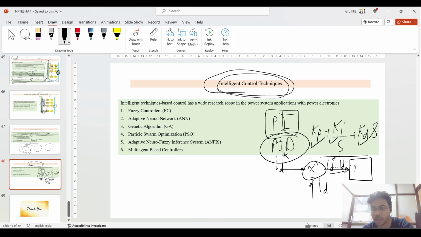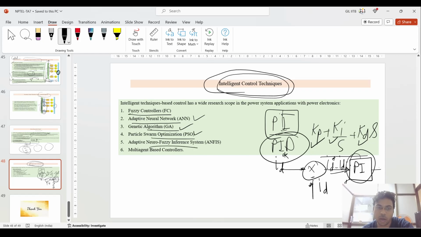So what it is generating, suppose the ID star minus ID error, for minimization you need a certain controller. Suppose I am taking a PI controller for error minimization. So this PI controller KP value needs to be adopted based upon this environment. So you have certain other controllers also.